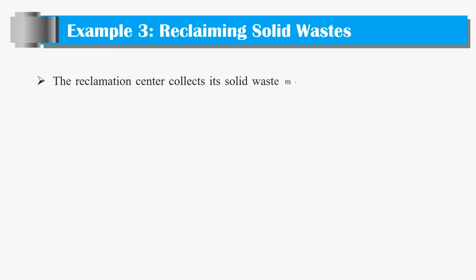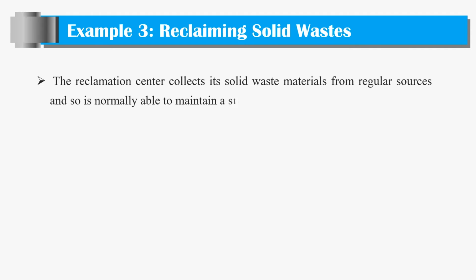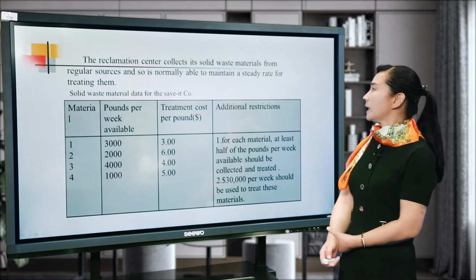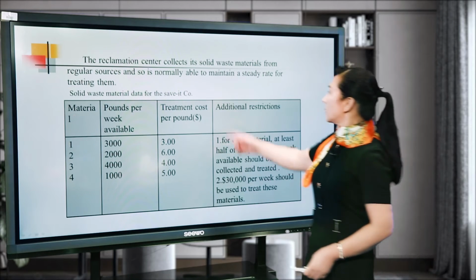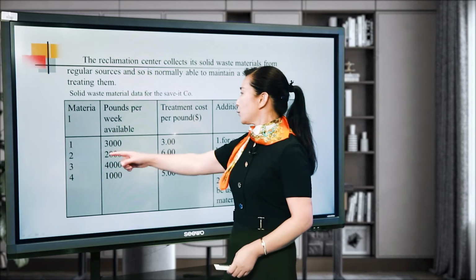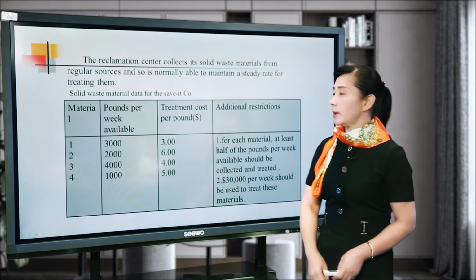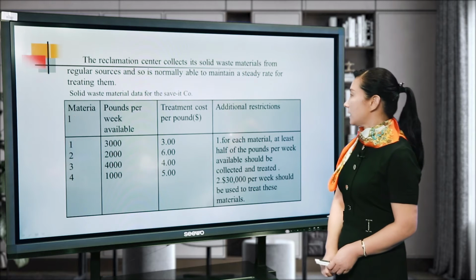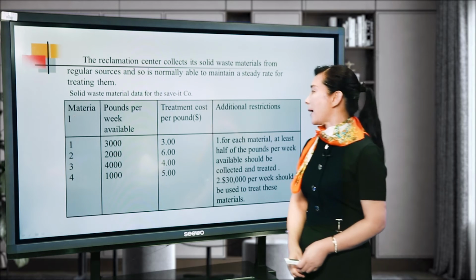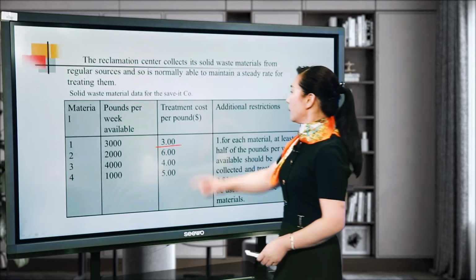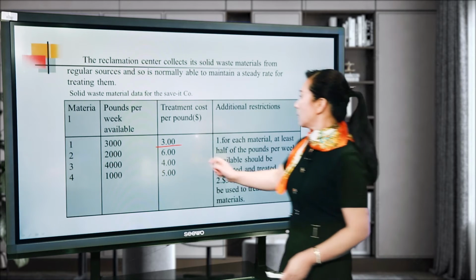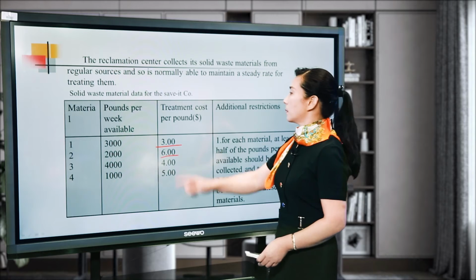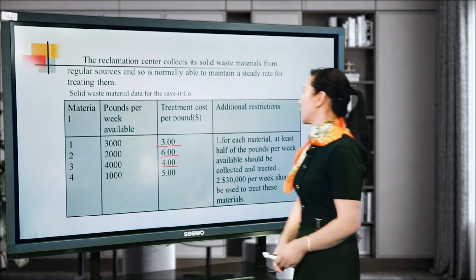The reclamation center collects its solid waste materials from regular resources, and so is normally able to maintain a steady rate for treating them. The solid waste materials information is listed in this table. Materials 1, 2, 3, 4. Pounds per week available are 3,000, 2,000, 4,000, and 1,000. Treatment cost per pound is $3 for material 1, $6 for material 2, $4 for material 3, and so on.